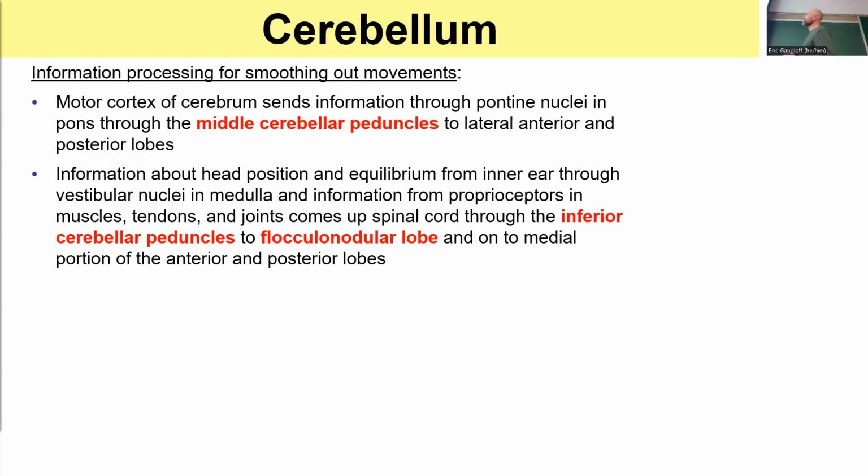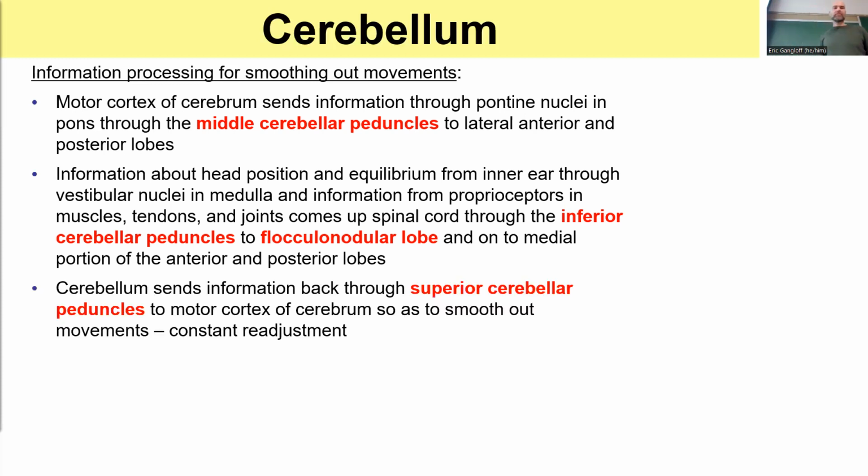So we've talked about information traveling through the pons, through the medulla, and of course, through the midbrain as well, and that is associated with the superior cerebellar peduncles. And here we send information back to the cerebral cortex from the cerebellum to constantly readjust how your movements are being made. And so this is associated with things like muscle memory, right?